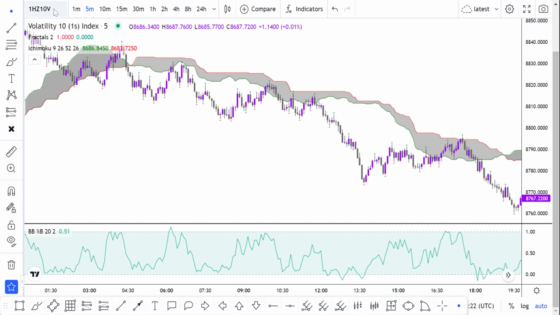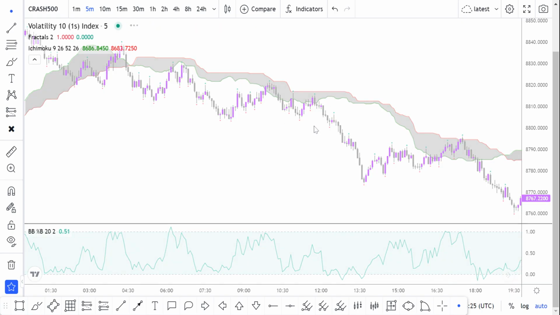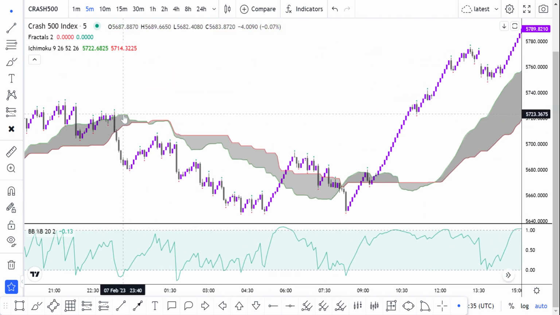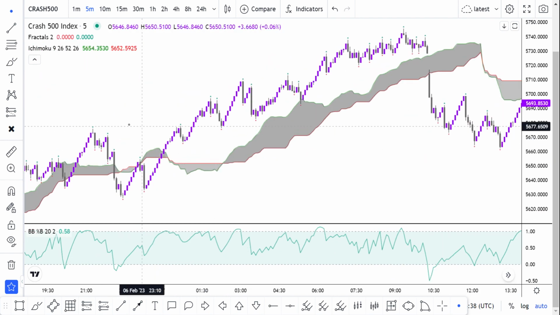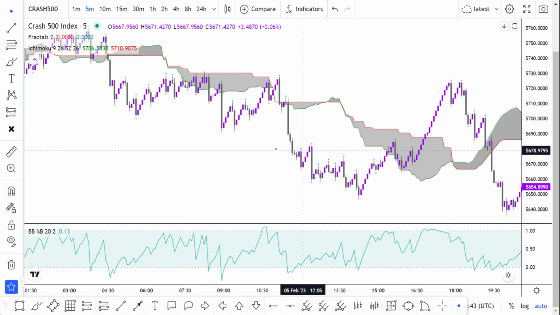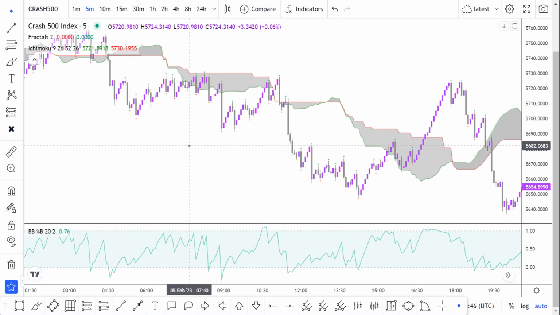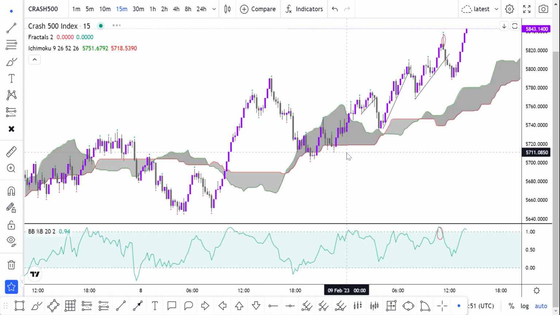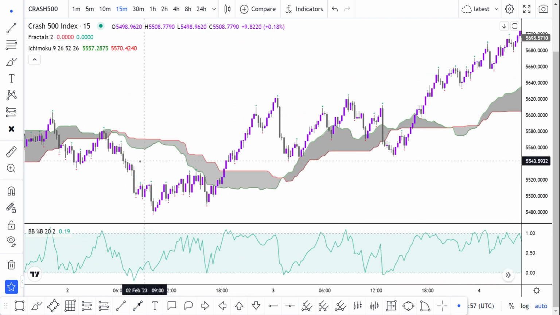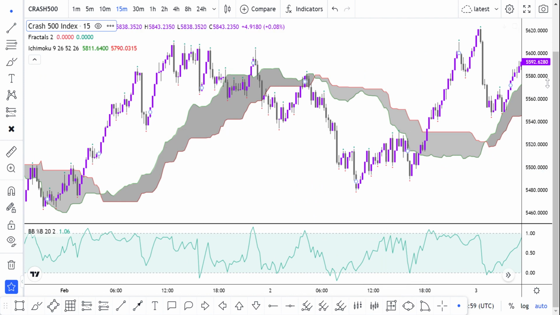But the focus was catching spikes. Let's look at Crash 500. It does so well, even trading against spikes. Let's go to 15 minutes. Maybe I would see better examples. I'm just seeing lots of. All right, look at this. Take a look at this, guys.